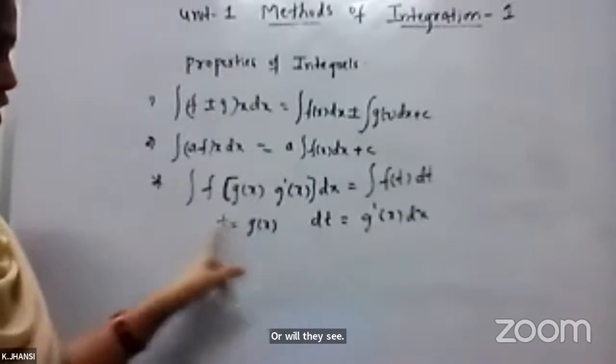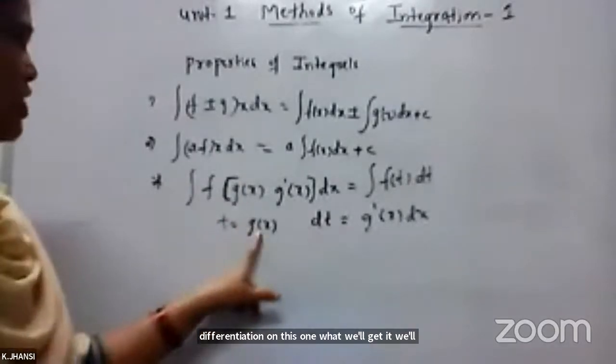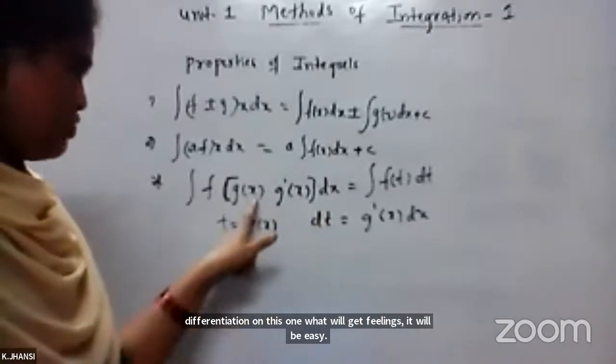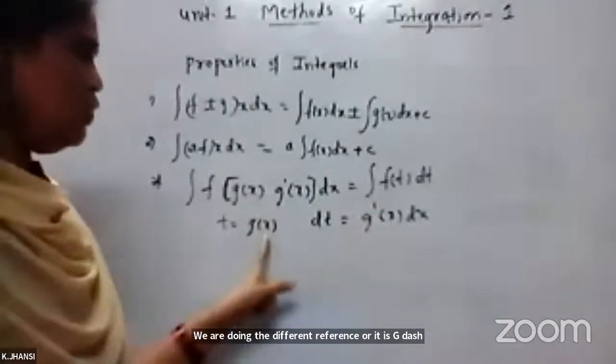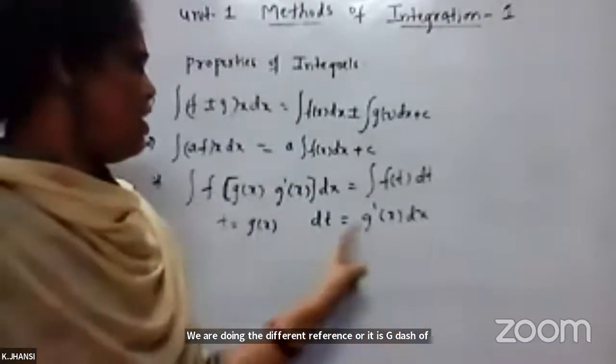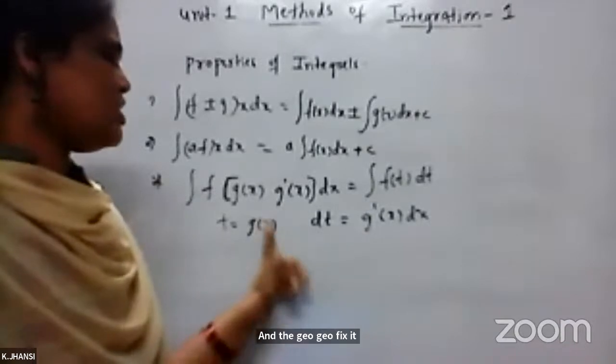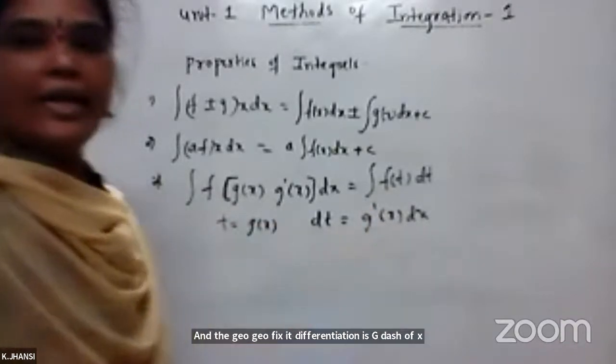If we do the differentiation of this one, what you'll get is dt is equals to, we are doing the differentiation, g dash of x into dx.